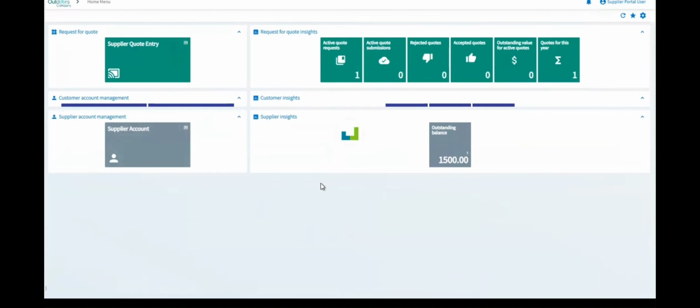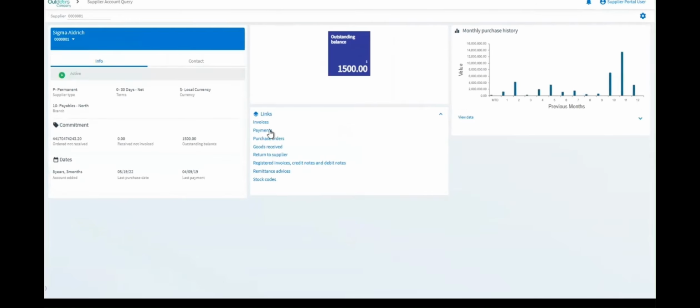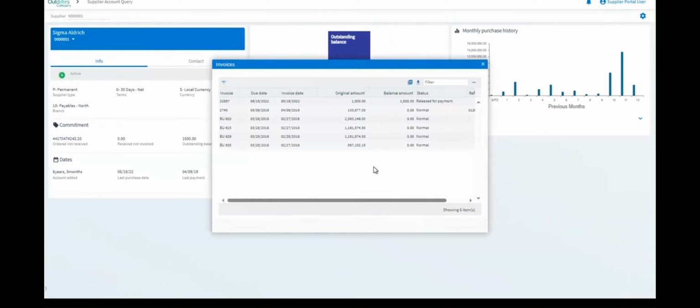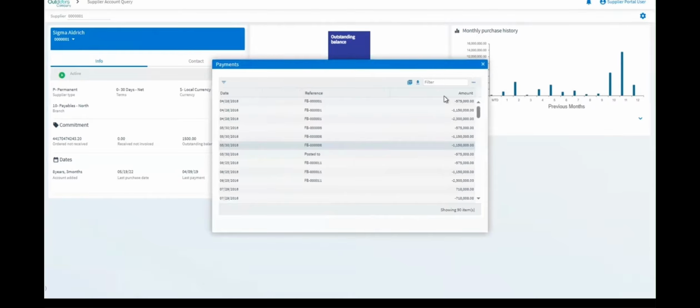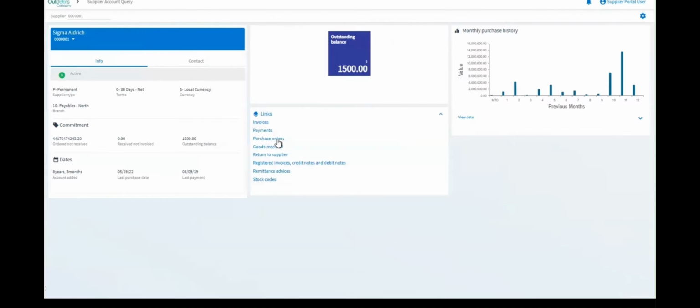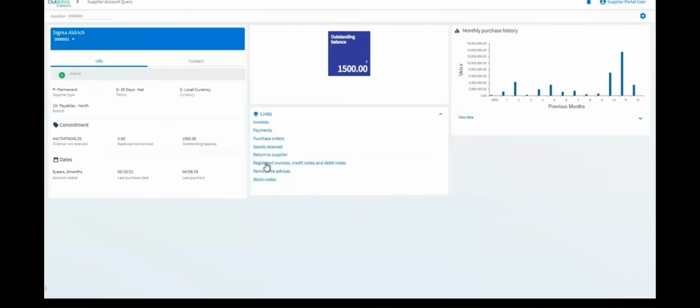They can also access their account information, so they can effectively run a supplier query. This will give them access into any invoices that we have received from them and the status of those invoices, any payments that we have made, as well as outstanding purchase orders that they are still needing to deliver, and if we have returned any goods to them.